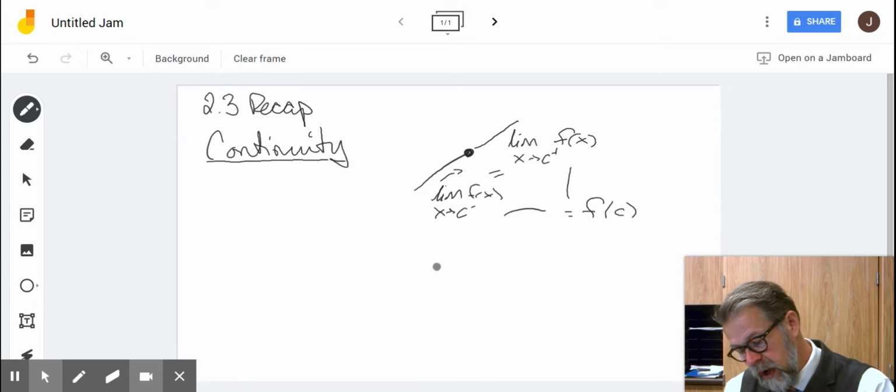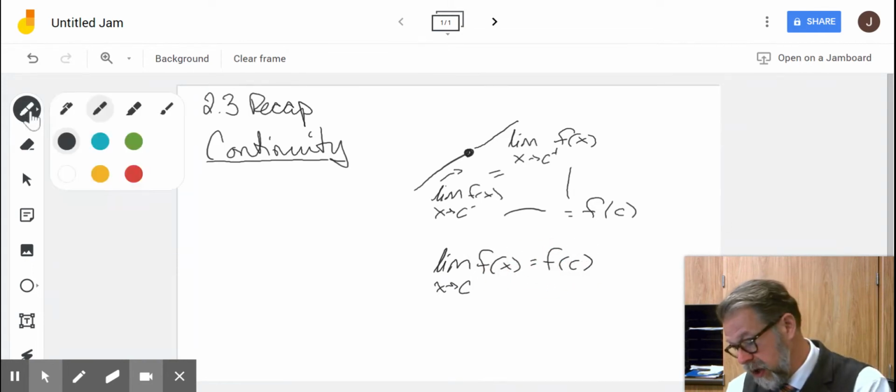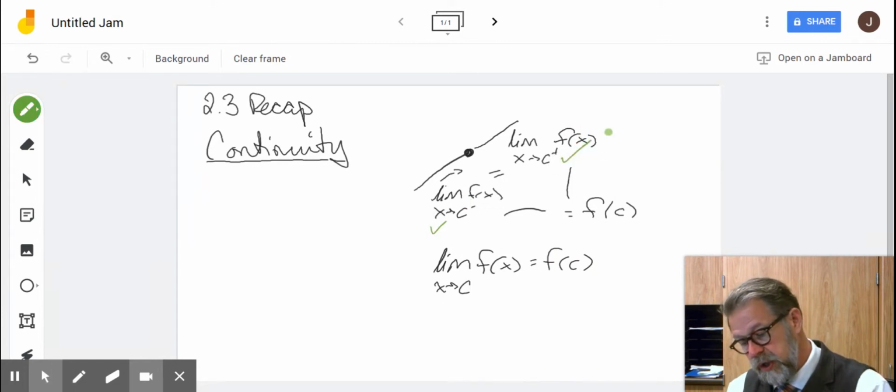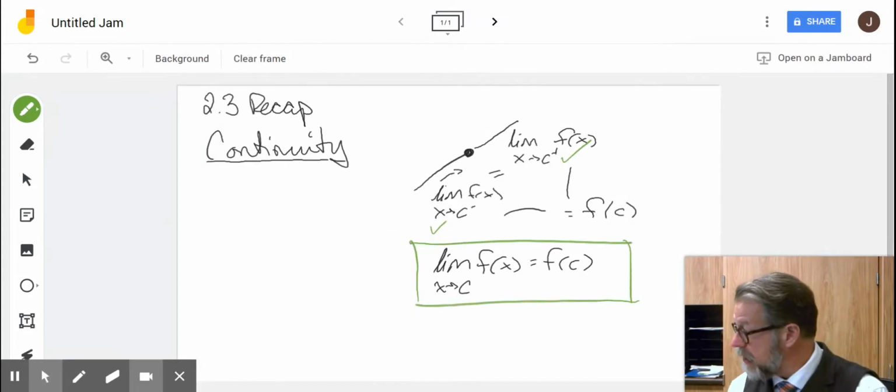Another way to write this is that the limit as x approaches that point is equal to the value of the function at the point, because of course the limit does not exist unless both this is true and this is true. So there's your definition of continuity: the limit exists and it is equal to the value at that point.